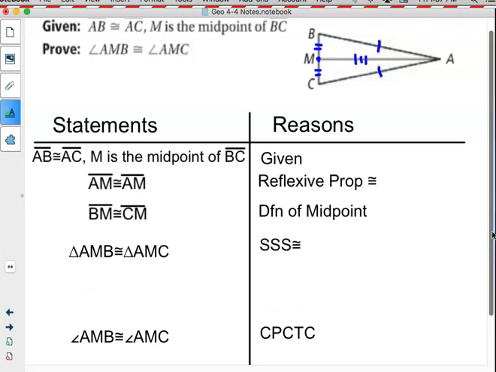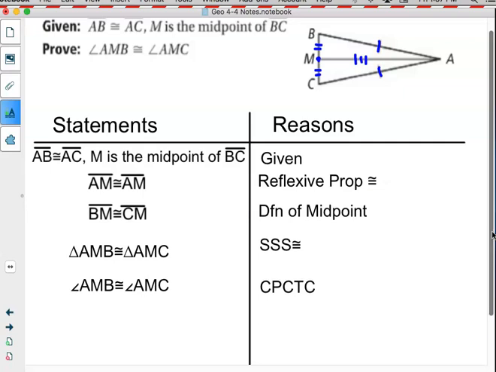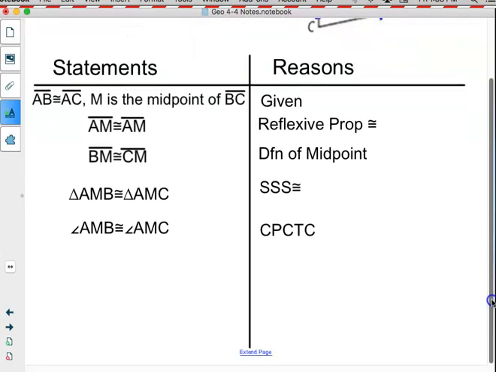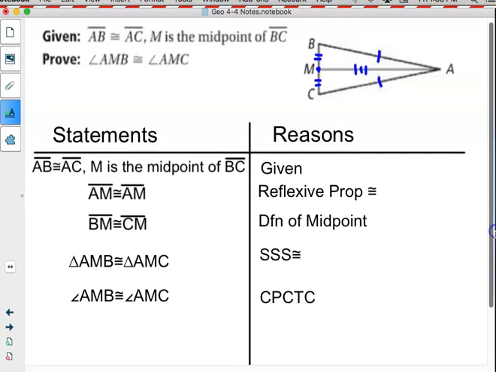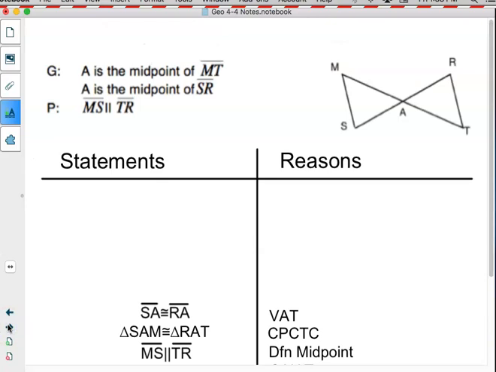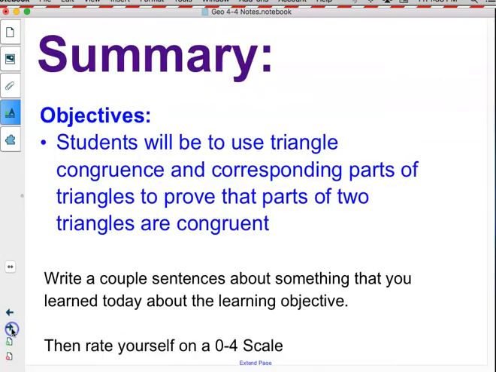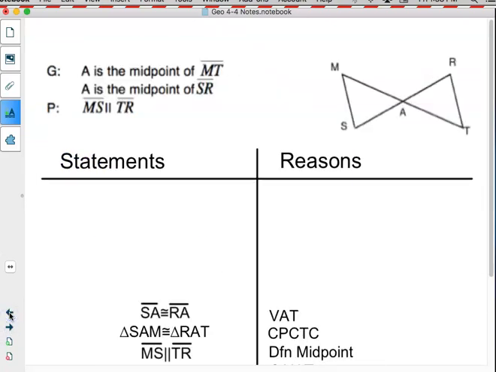Let's try to get these lined up better. And now, after I prove the triangles are congruent, I know the corresponding parts, triangle AMB congruent to triangle AMC, by corresponding parts of congruent triangles are congruent. Okay, so this seems to be going pretty well so far, we hope. Let's go on to our next one here. And we've got two left. So we have two left here.